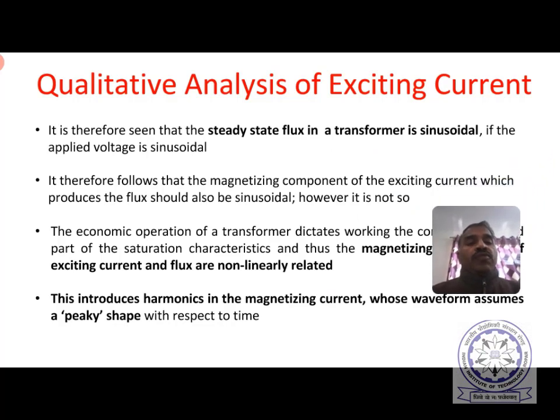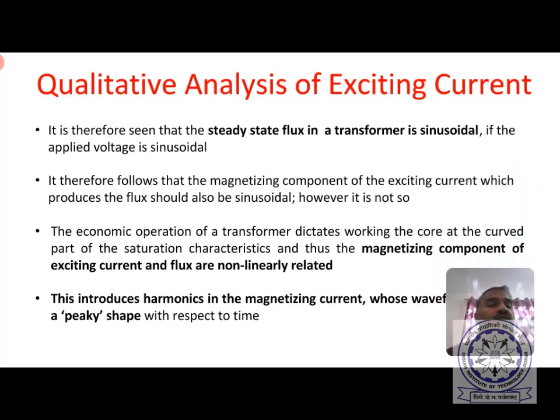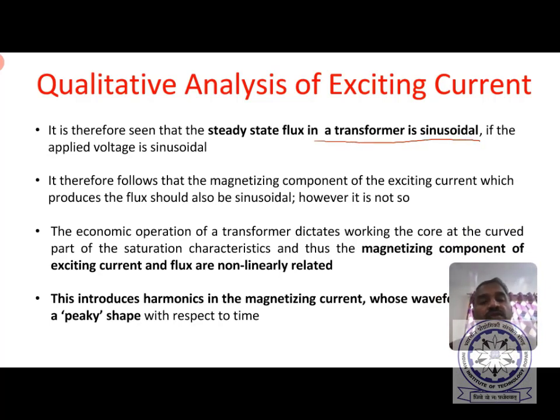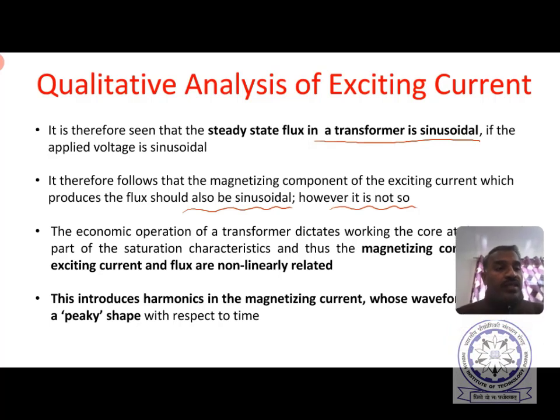Now, it is therefore seen that the steady state flux in the transformer is sinusoidal. Please remember, if the applied voltage is sinusoidal, it therefore follows that the magnetization component of the exciting current, which produces the flux, should also be sinusoidal. But however, it is not so. Therefore, the exciting current which produces the flux is not actually sinusoidal, that we will see.